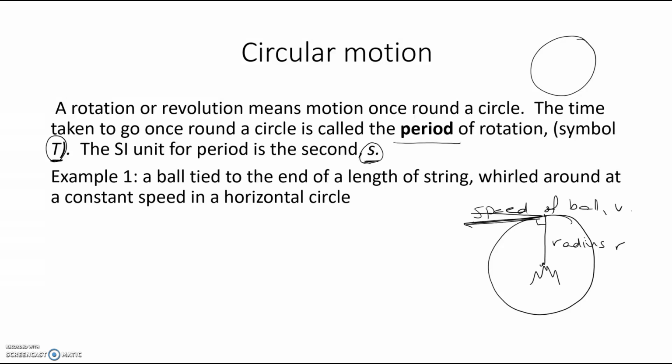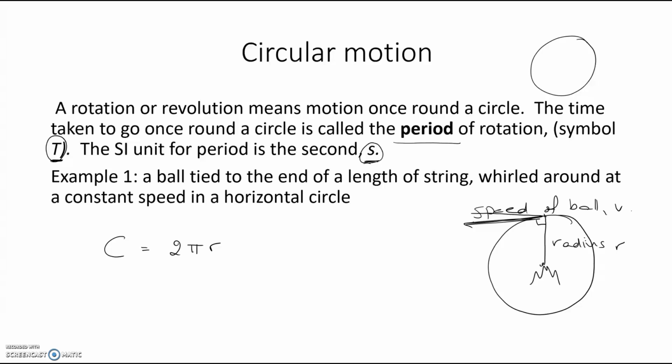Now the distance that the ball moves in one rotation is the circle's circumference, and in this case r is the radius and pi is the constant. So you know that the circle has a circumference of 2 pi r. Now the speed is going to be calculated from the distance travelled and the time taken.